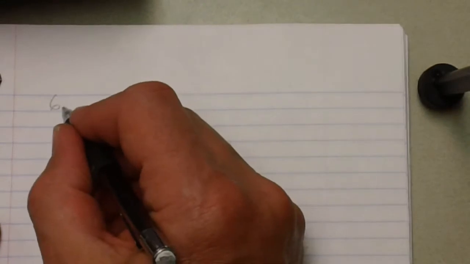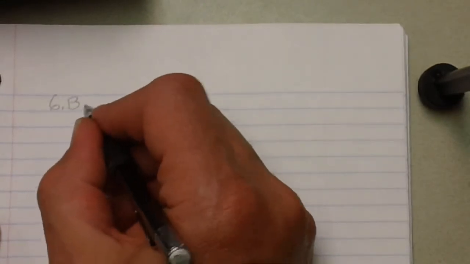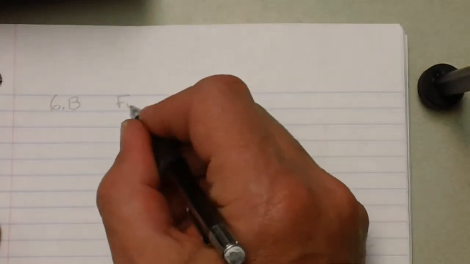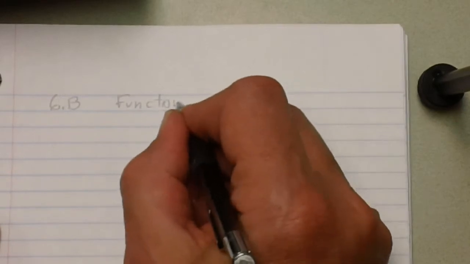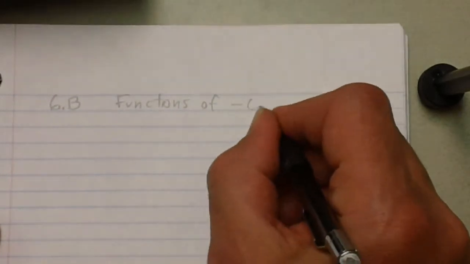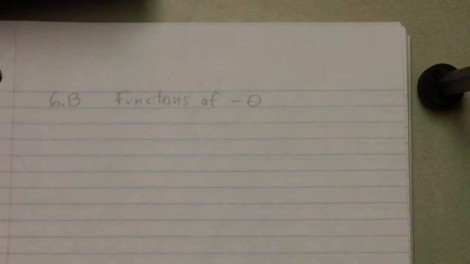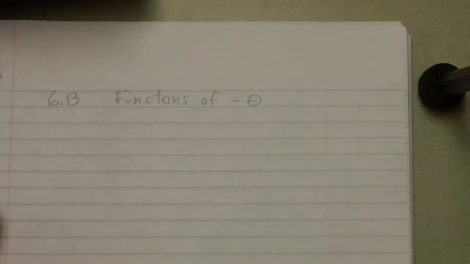In lesson 6, there's a section on 6.b, and it's referred to as functions of negative theta. And I want to spend a moment talking about this because it's actually really simple once it sinks in, so hopefully with this video you'll get a better understanding of it.